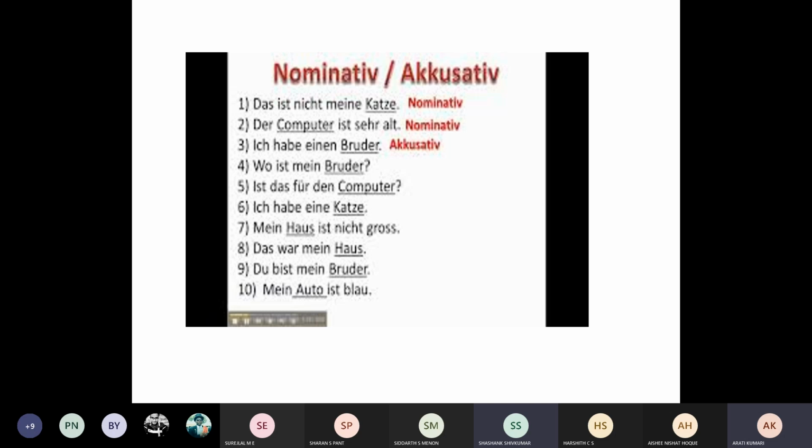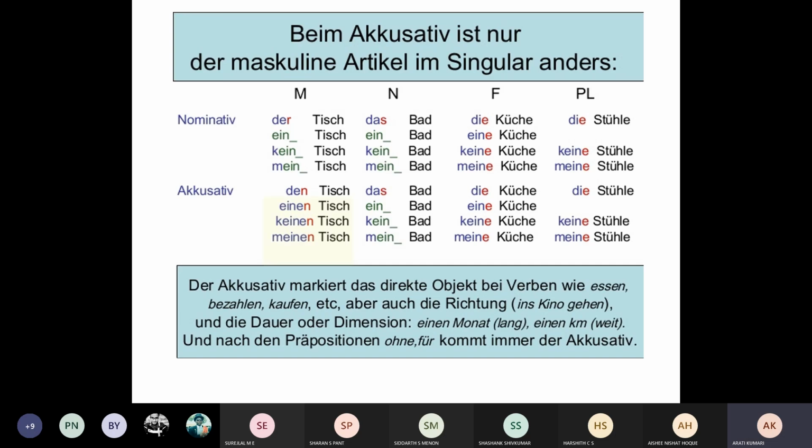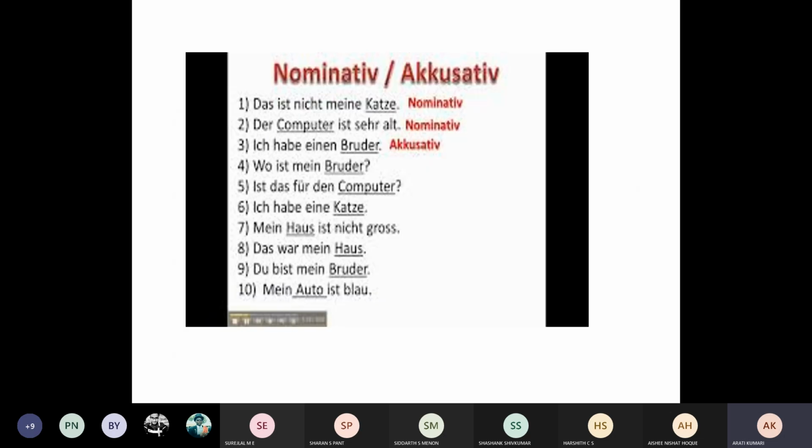Nominative? No, it's difficult to know, but you can make a guess that it's accusative because there is this article. You see, den. Den is used in accusative. If you look at the table, you will remember. Here also the article changes, so you can guess that probably this is accusative.